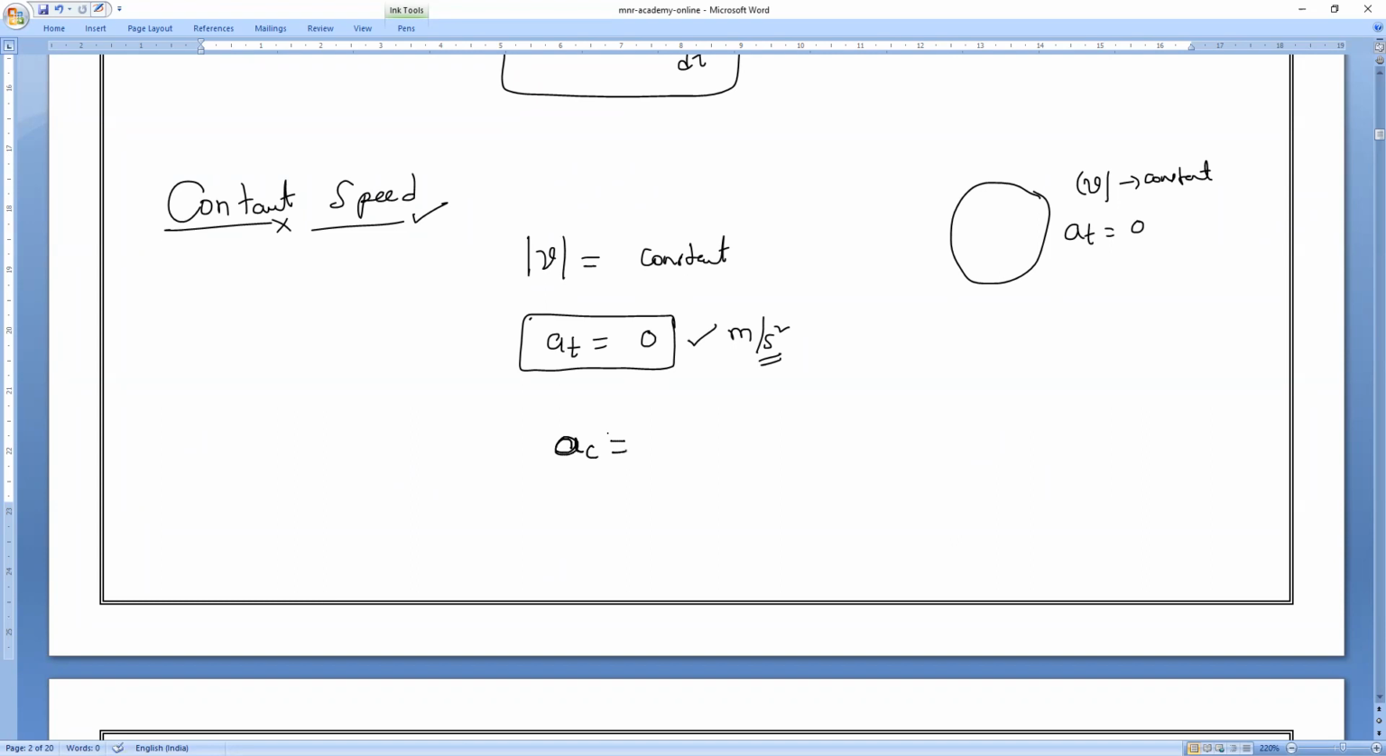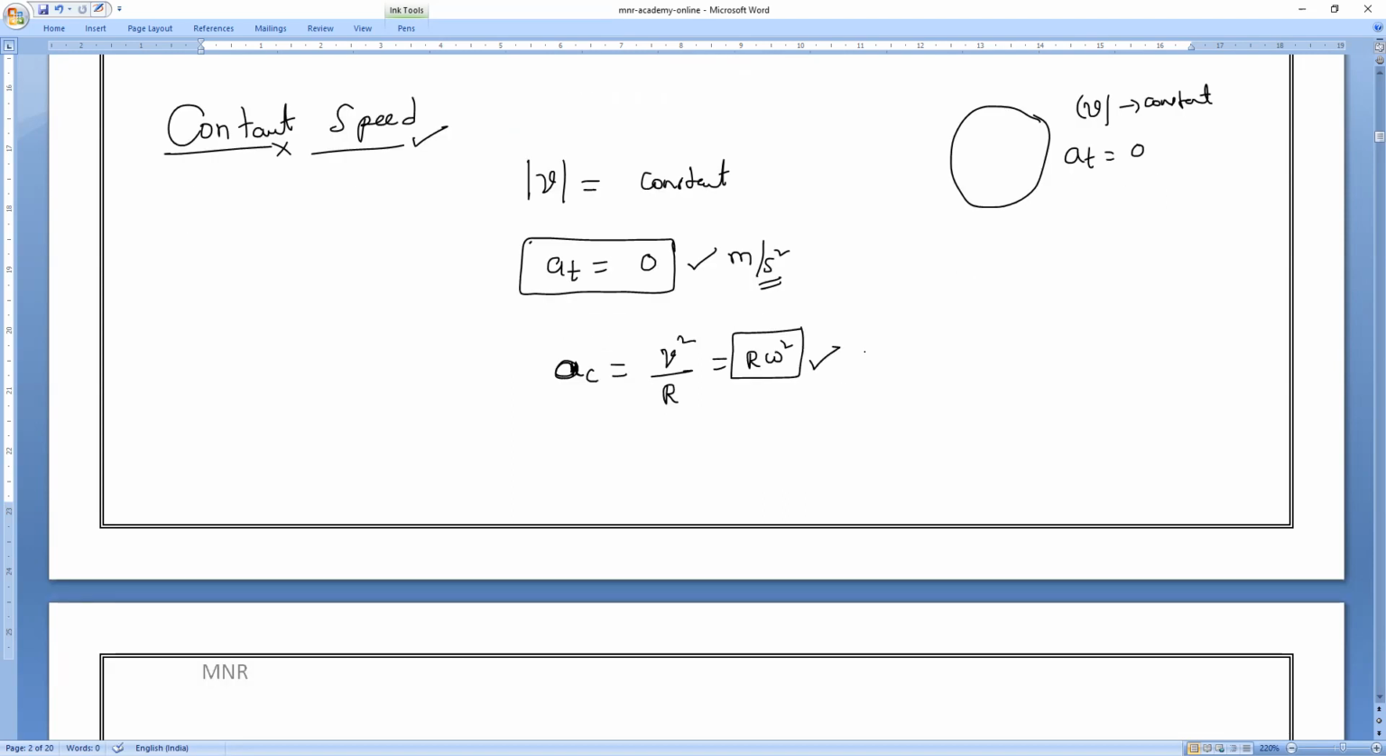What is the formula? Centripetal acceleration is equal to V square by R, which is equal to R omega square. Both are very important, so please learn them. From this you can understand one thing: centripetal acceleration will never be zero, but tangential acceleration will be zero at what point? When the speed remains constant. That is what you have to remember.